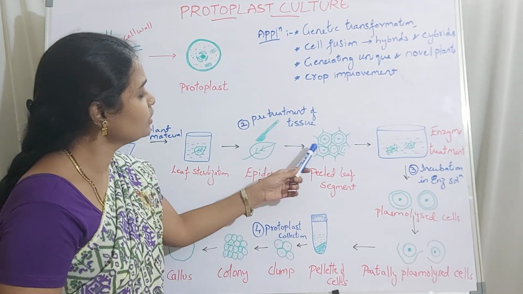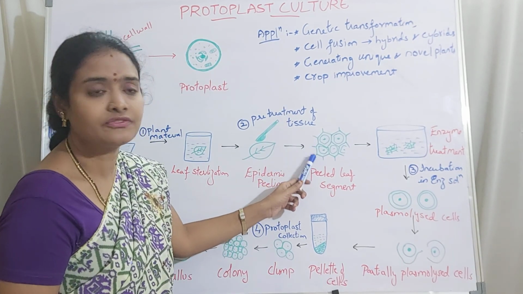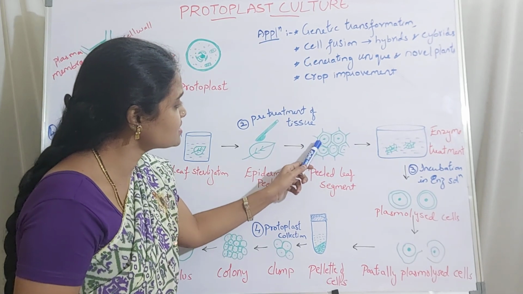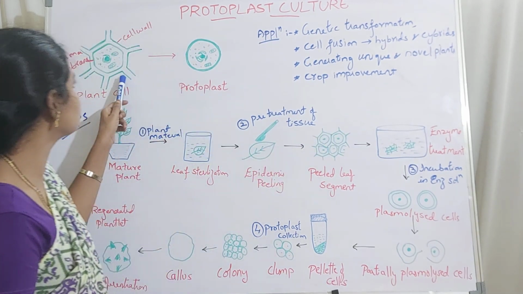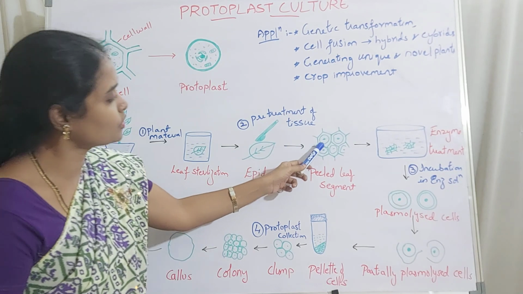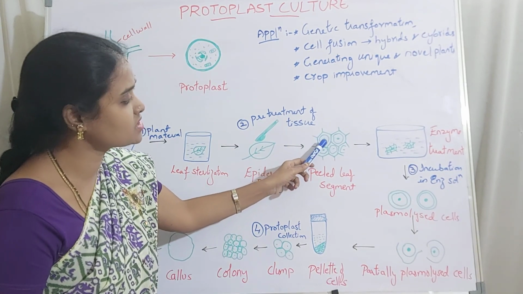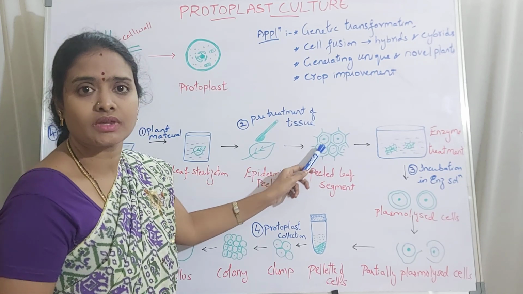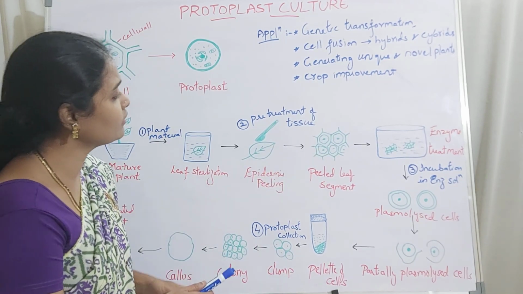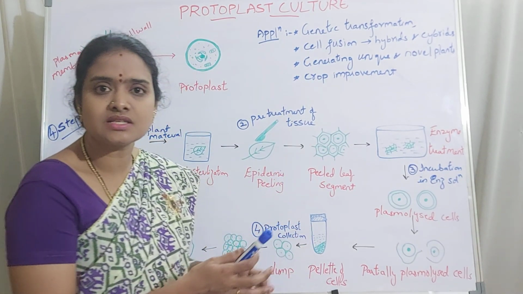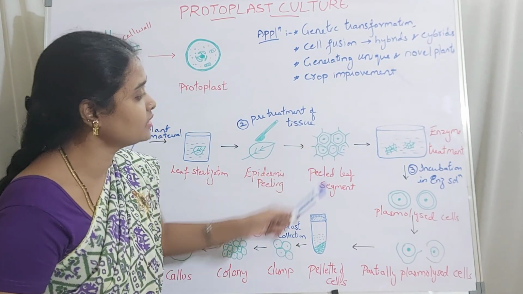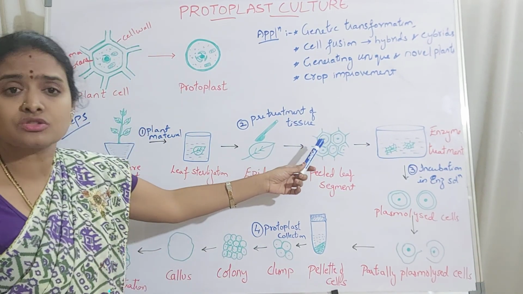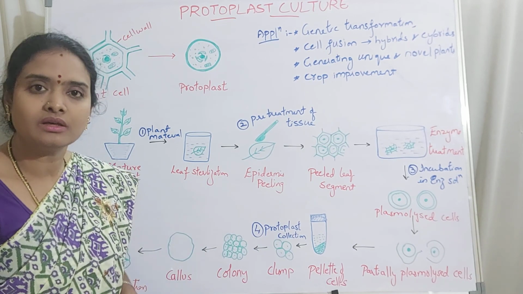So here now it is a peeled leaf segment where you can see cells with cell wall. Here this is the cell wall. Here you can also see the plasma membrane, which is enclosing the plant cell, and you have the cell wall. Now you have to separate these cells and remove the cell wall so that your protoplast will be collected.